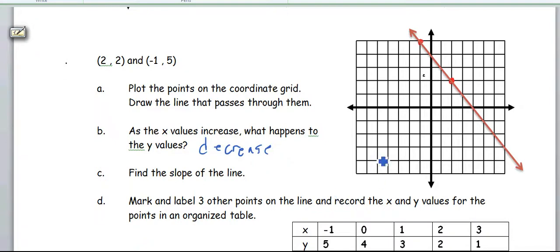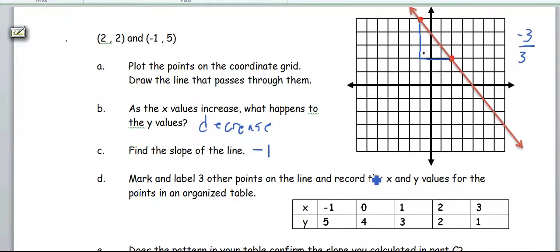They decrease. So we need to find the slope of the line. Do you remember how we did this before? Well, we did it like this. We started on the left, and to get to the next point I needed to go down 3. So I'd do -3, and then I would go right 3, and -3 divided by 3 is -1. So my slope is -1.